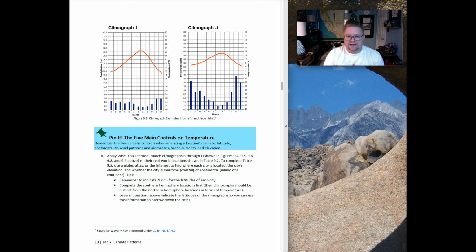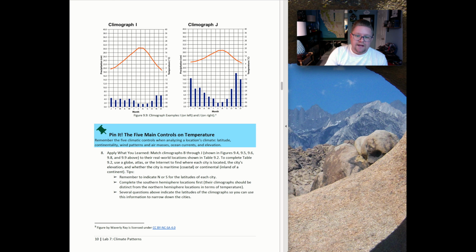So question 8 kind of brings everything together. It says, now apply what you've learned. Match climate graphs B through J to their real-world locations shown on table 9.2. Now to complete the table, use a globe or atlas or the internet to find where each city is located, what its elevation is, whether the city is maritime, continental, and so on and so forth. It does provide some additional tips. So again, that's going to be climate graphs B, as in boy, through J.